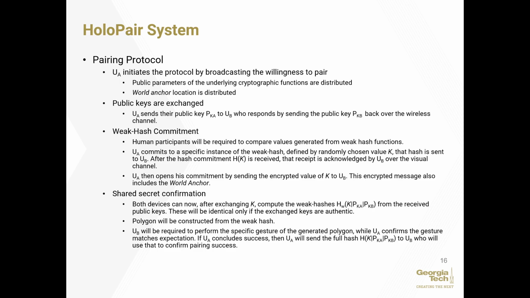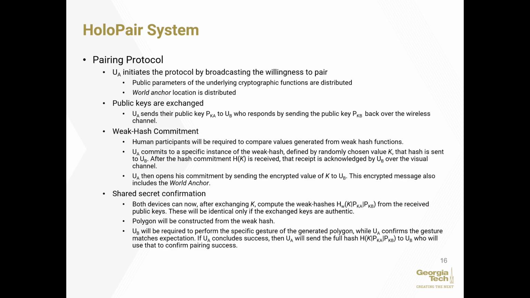This takes the form of user A committing to a specific instance of the weak hash, which is defined by a randomly chosen value k. That hash is then sent over to user B. After the hash commitment is received, the receipt of that hash commitment is acknowledged by user B over the visual channel. User A then opens his commitment by sending the encrypted value of k to user B. This encrypted message also includes the world anchor.